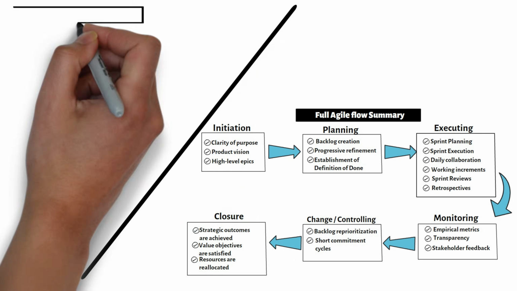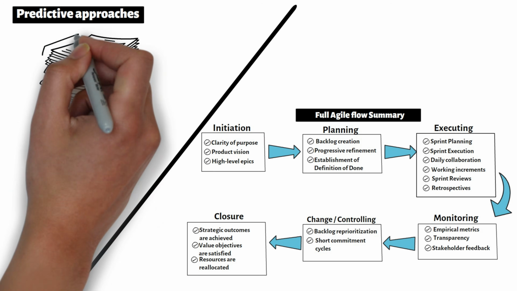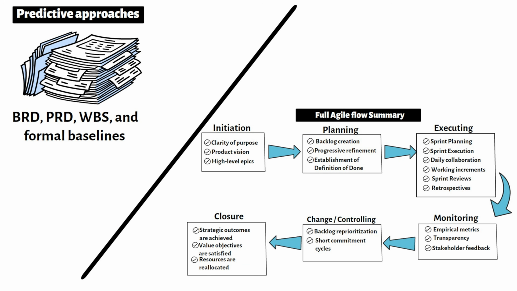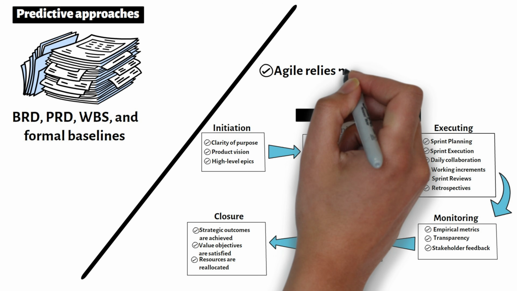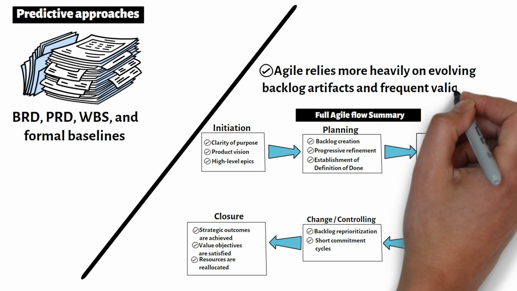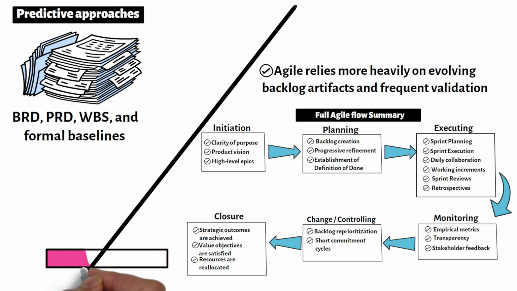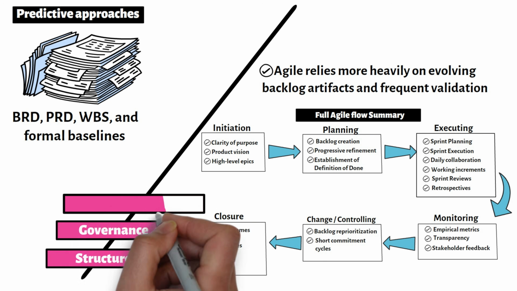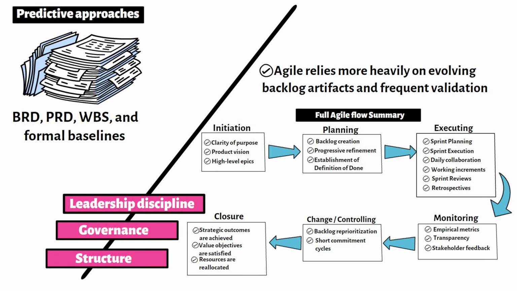When compared to predictive approaches that rely on documents such as the BRD, PRD, WBS, and formal baselines, Agile relies more heavily on evolving backlog artifacts and frequent validation. Both approaches provide structure. Both provide governance. Both demand leadership discipline. The difference lies in where certainty is established and how risk is distributed across time.